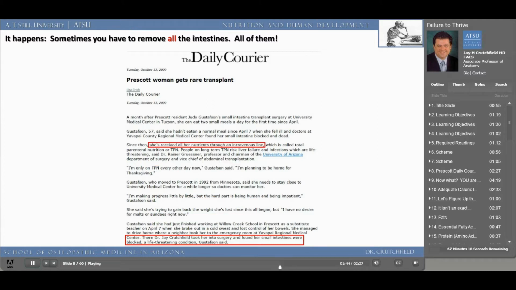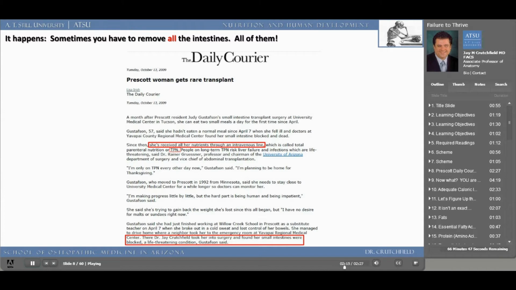Eventually, I referred her to the University of Arizona, where she became the first small bowel transplant in the state. But before she made it down there, guess who was in charge of making sure that she was nutritionally balanced and ready for that operation. It was me. It wasn't the registered dietitian. It wasn't her family physician. It was the surgeon, the guy that removed all of her guts. So the best way to learn nutrition is to pretend that you're looking at Judy. And we'll take a similar patient.